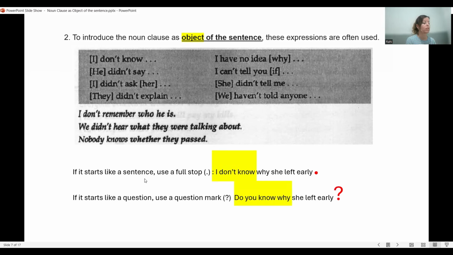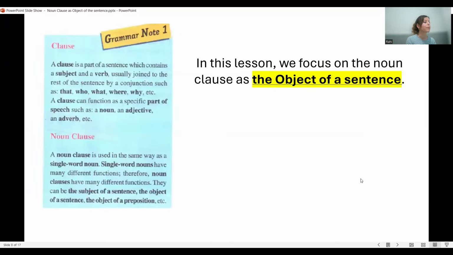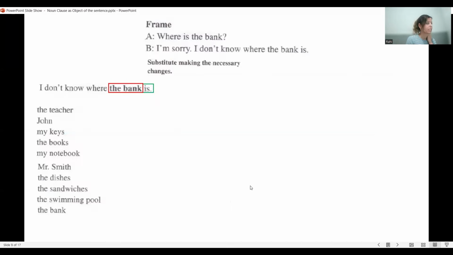If the main clause starts like a sentence, as I said, we use a full stop. Like, I don't know why she left early, full stop. Because I don't know starts like a sentence. We have the subject at the beginning. But if the main clause starts like a question, we use a question mark at the end. Do you know why she left early? Question mark. Why do we need a question mark? Because we have a question format at the beginning. Do you know? So that's a question format. We need a question mark at the end. As I said, we are going to focus on noun clauses as the object of the sentence.